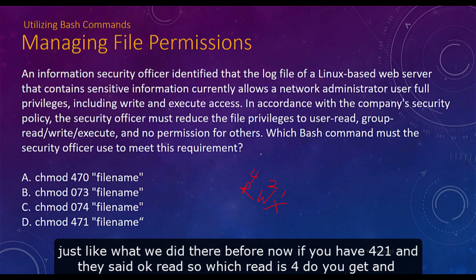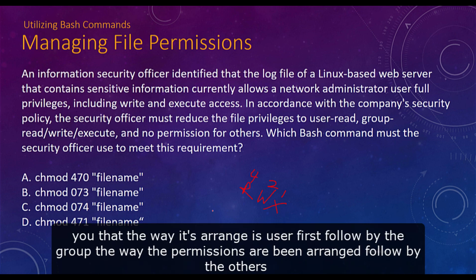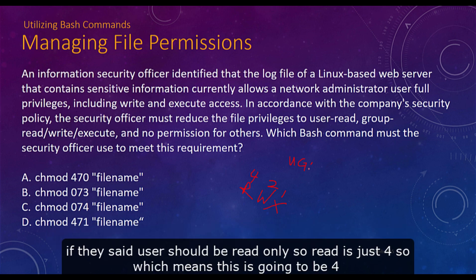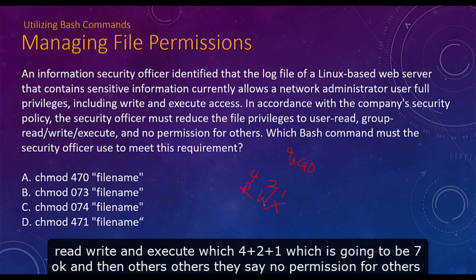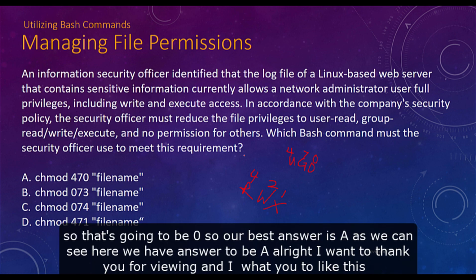Now if you have 4 2 1, and they say read, read is 4. You know the way the permissions are arranged is user first, followed by the group, followed by others. If they say user should be read only, read is just 4, so this is going to be 4. Then the group should have read, write, and execute, which is 4 plus 2 plus 1, which is going to be 7. And then for others, they say no permissions, so that's going to be 0. So our best answer is A, as we can see here.